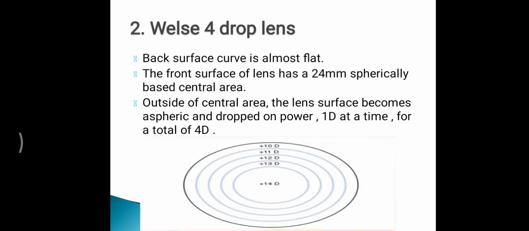The next is the Welsh four-drop lens. The back surface curve is almost flat. The front surface of the lens has a 24 mm spherically based central area, and outside of the central area the lens surface becomes aspheric and drops in power, one diopter at a time, for a total of 4 diopters. You can see the diagram and then you can understand. In the center you can see it was 14 diopters. So one diopter difference means 13, 12, 11 and 10. It's a total of 4 diopters that it will reduce.